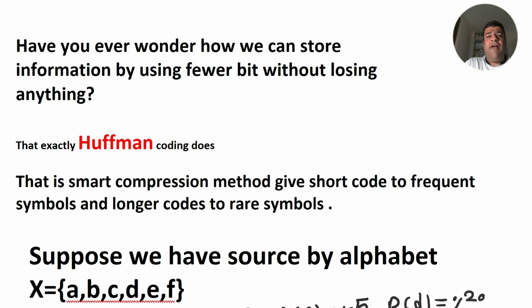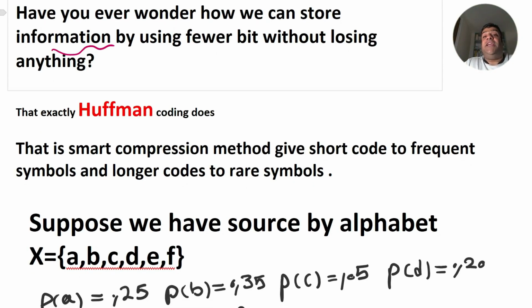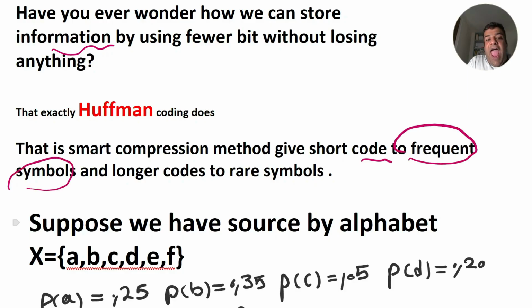Hey, wait a minute. Have you ever wondered how we can store information by using fewer bits without losing anything? That is exactly what Huffman coding does. Lossless compression, technically. That is a smart compression method: give a short code word to frequent symbols and a longer code to rare symbols. What do I mean exactly? Let me show you in the example.